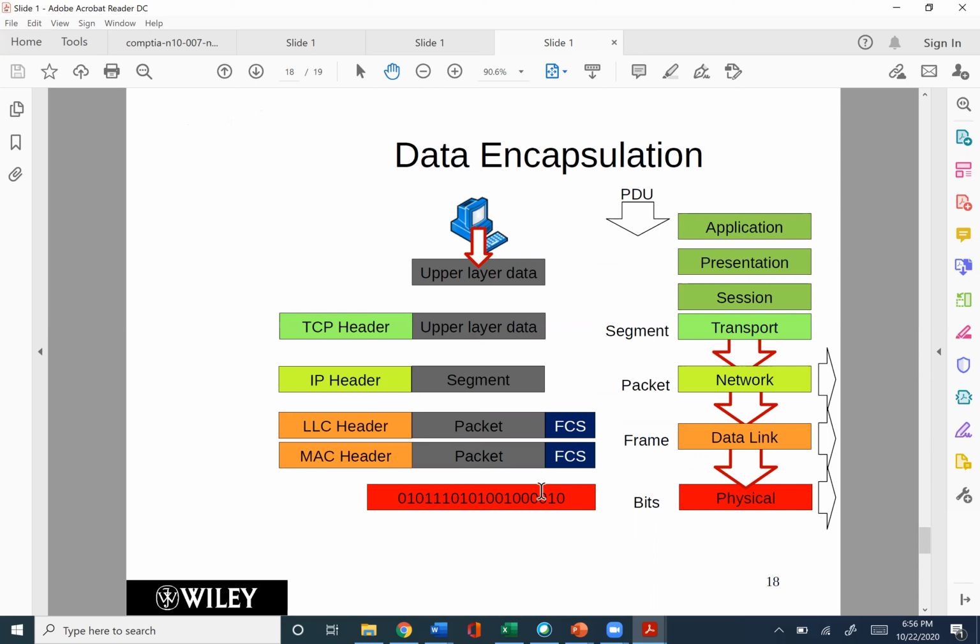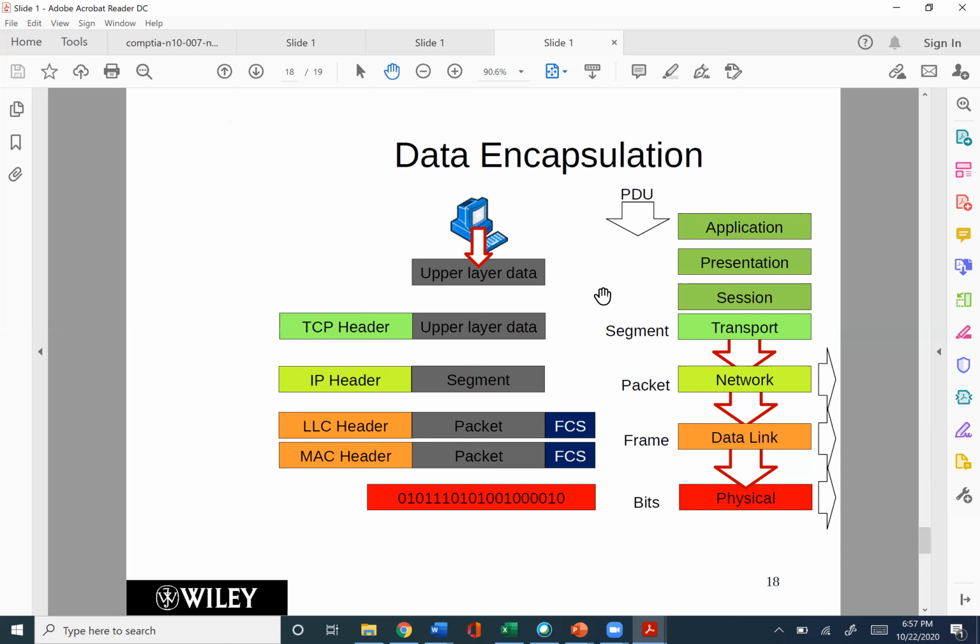The word encapsulation and decapsulation. Encapsulation is putting something into something. So all these go one into one, then to the physical layer. We encapsulate them. We take the data, we add a TCP header. We take the whole data again, and we add an IP header. We take the whole data again, and we add an LLC, or what we call a MAC header. And then we get to the physical layer, which is the bits.